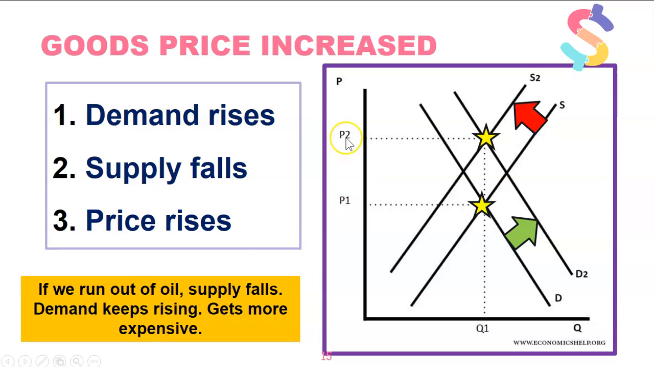So P1 to P2, that's price 1 to price 2. Going up and down this axis right here is changing your price. Going across down here is our quantity. So the quantity did not change. There's still the same amount of product. However, in this case, the price increased. For example, if you run out of oil, supply is going to fall, demand keeps rising, and things get more expensive. So just because you don't have as much of something doesn't mean people stop wanting it. That just means you jack up the price and make more profit.